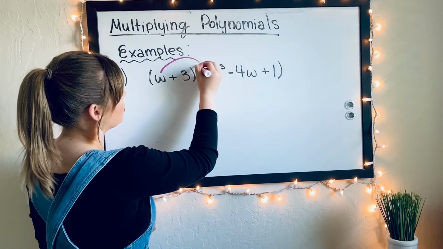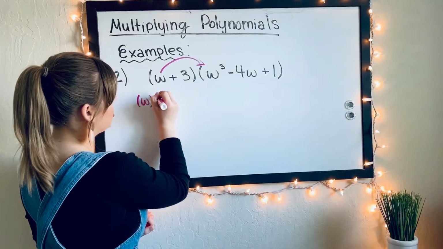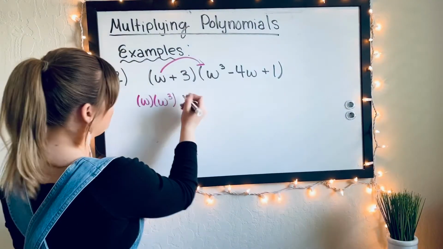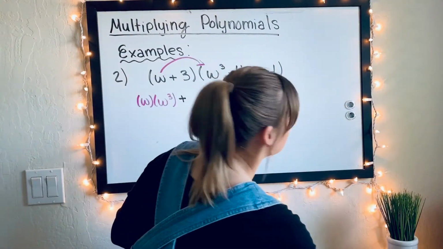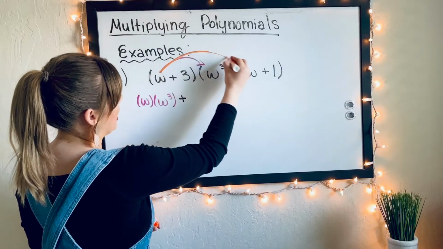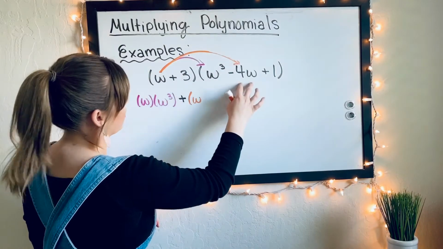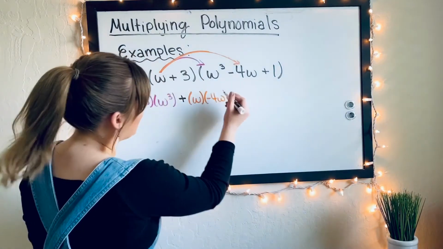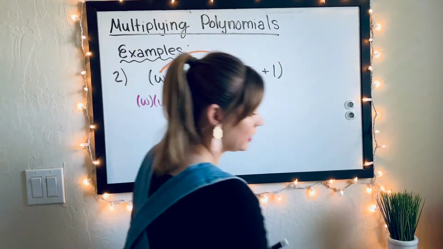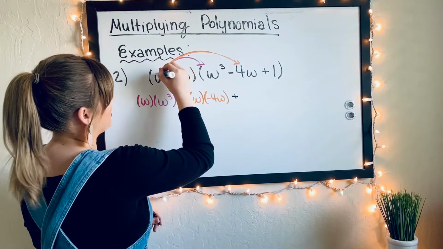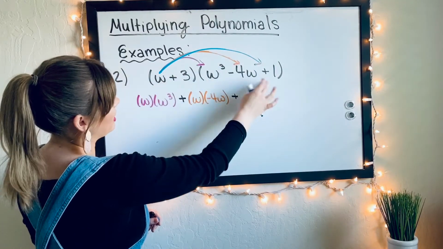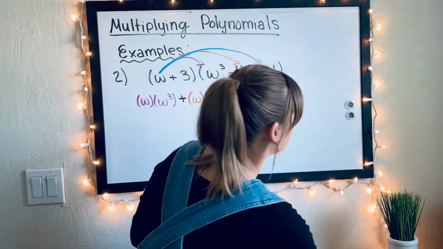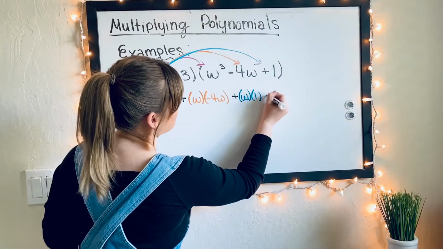So first I'm going to distribute my first term, so w times w cubed plus, we're going to distribute that same w to now -4w. Okay, plus, so if you can see, we're going to do this 6 times. W is now going to get distributed to that 1. Okay, plus, keep going.